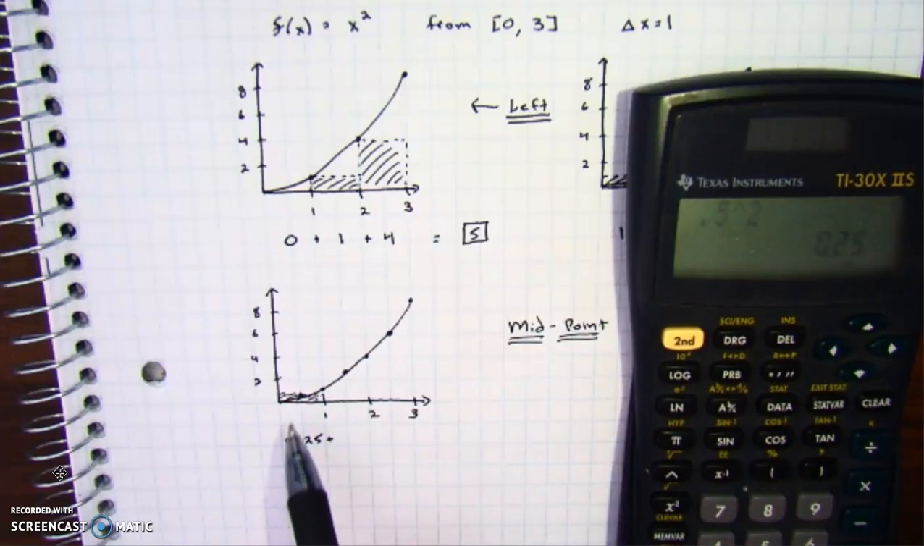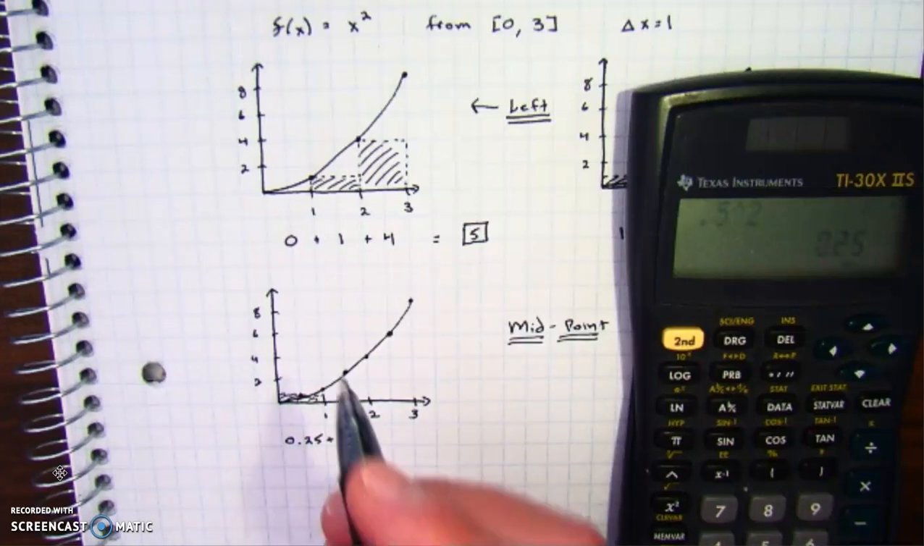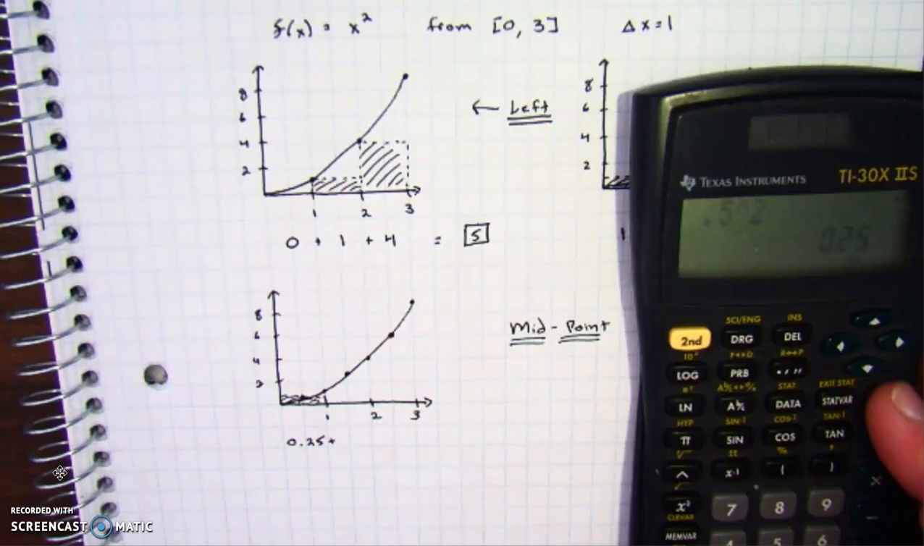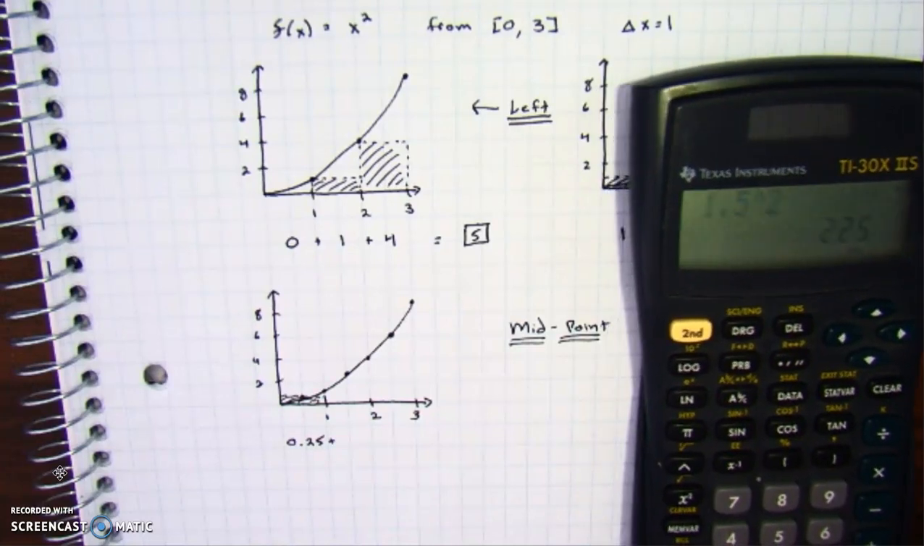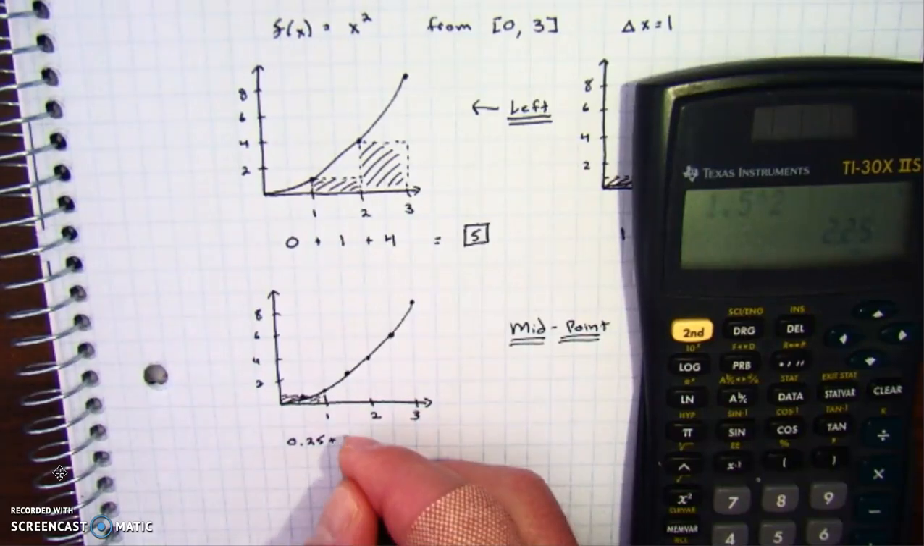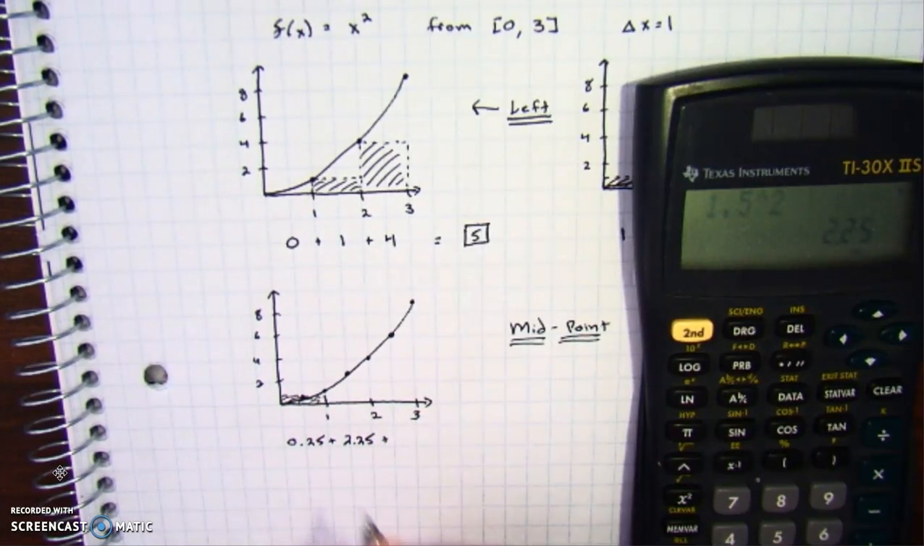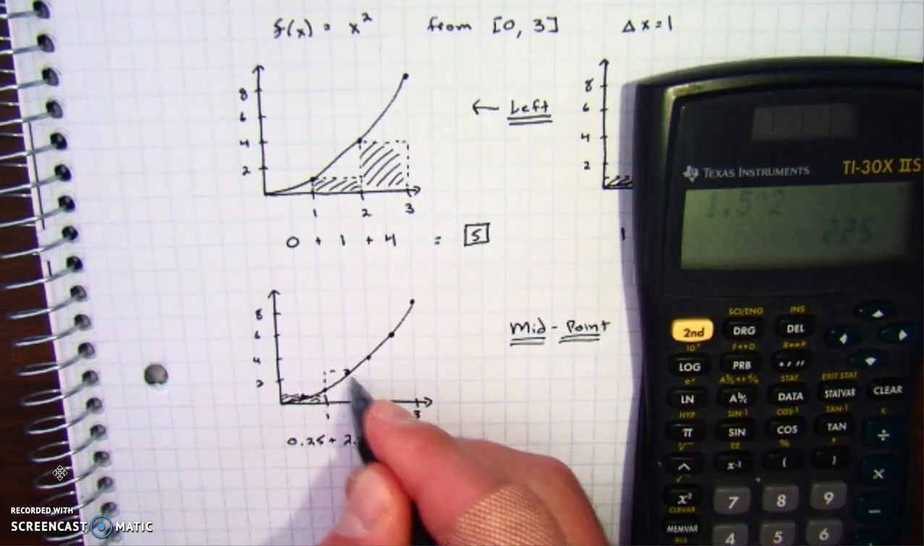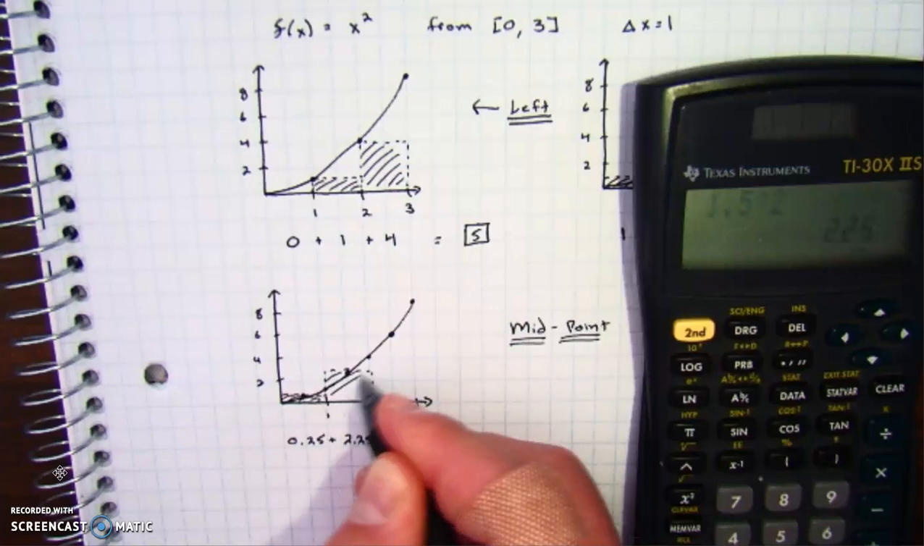Remember, don't forget to multiply it by the base. That's kind of the trick. Don't forget that. All right, so now this one, the midpoint is 1.5. So we have 1.5 squared, so that's 2.25. And again, just to reiterate, these are multiplied by 1 because that's our change in x. If your delta x was like 0.5 or whatever, if you want to make it smaller or bigger, you have to make sure that you're multiplying this by the base, or that delta x.